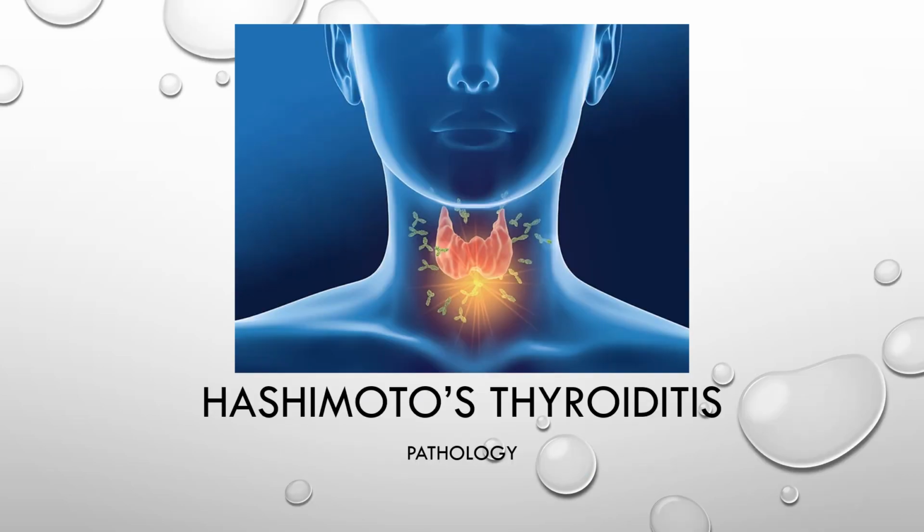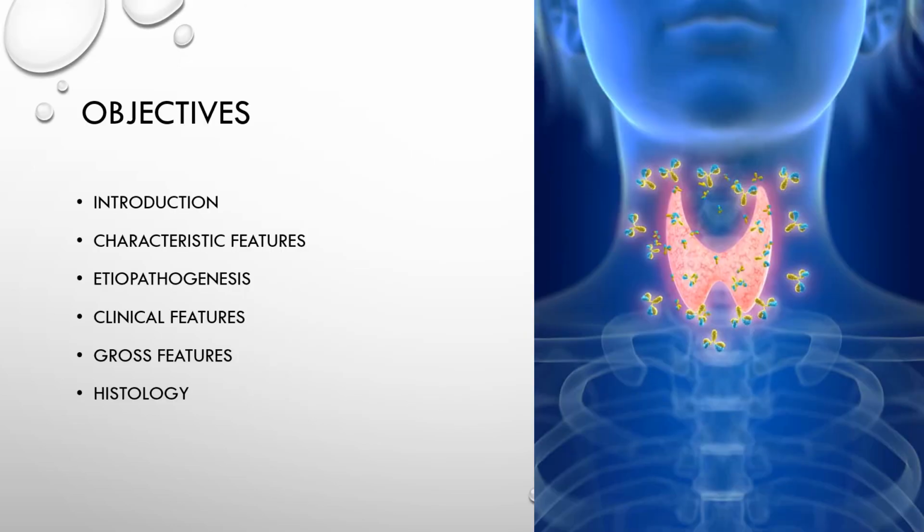The topic that we're going to deal with today is Hashimoto's thyroiditis from the topic of pathology. The objectives are introduction, the characteristic features, etiopathogenesis, clinical features, the gross features and the histology.